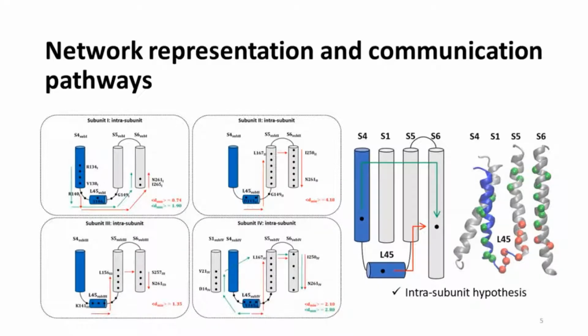Finally, we used the Brandes algorithm to identify residues with the highest betweenness centrality. The approach prevalently identified the intra-subunit path, either following the route loop S4-S5, S5, S6, or the longer S4, S1, S5, S6.